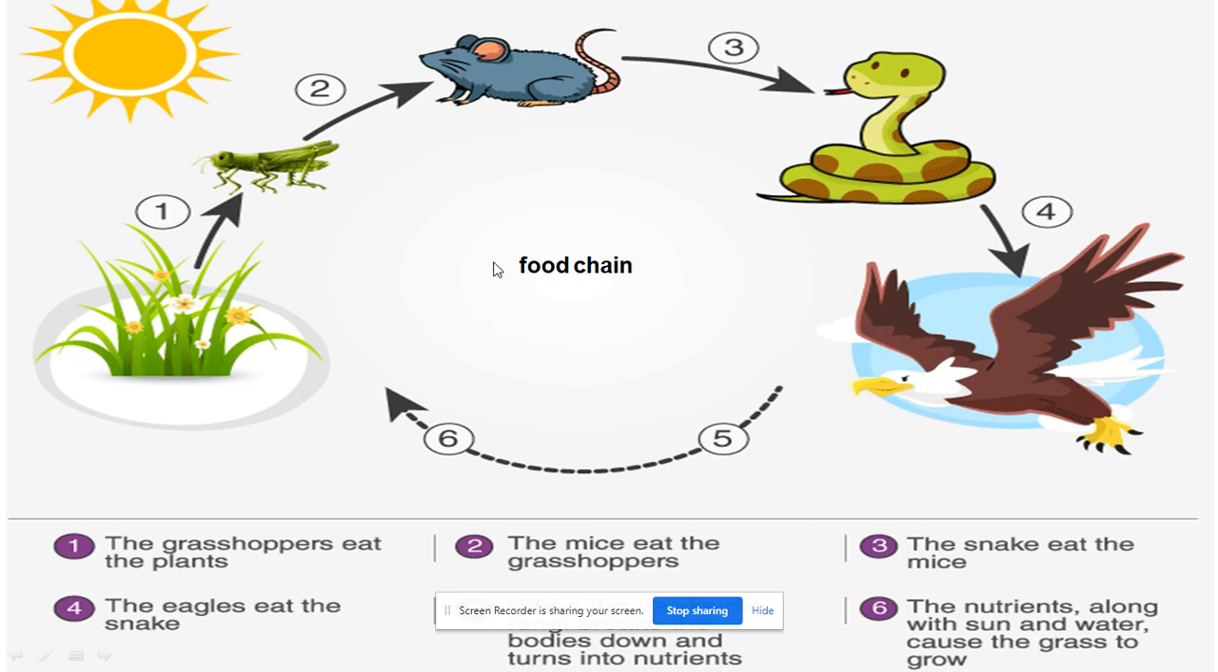And in this food chain, we see the grasshopper eats the plant, the mouse or rat eats the grasshopper, the snake eats the mouse, the eagle eats the snake, and then the nutrients, along with sun and water, help the grass to grow.